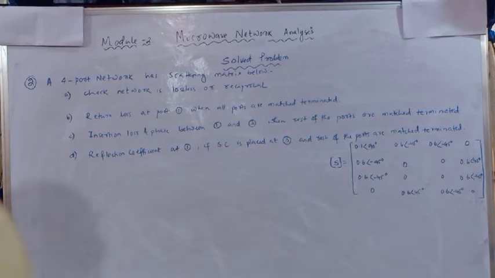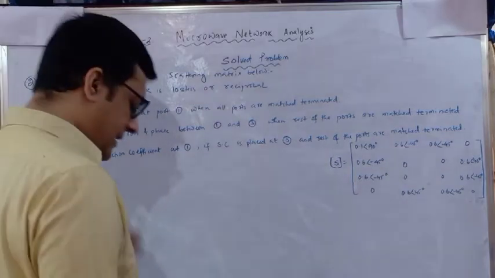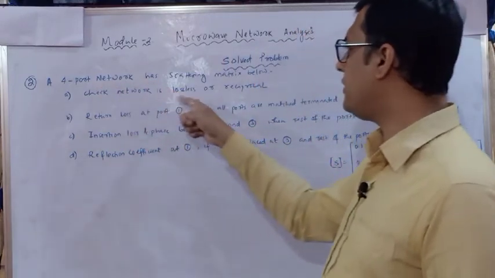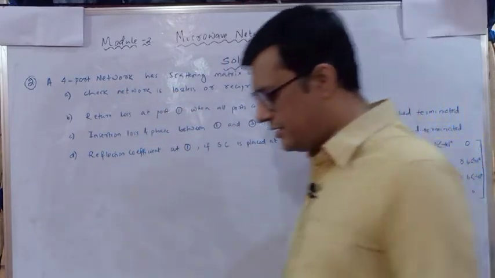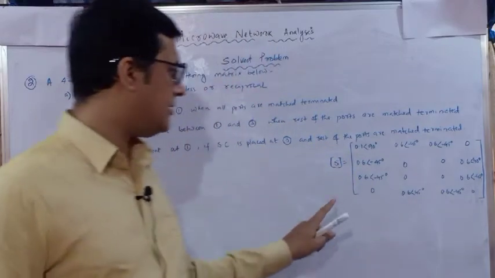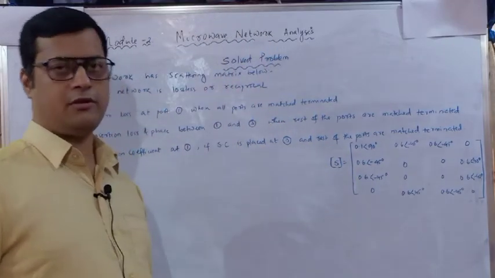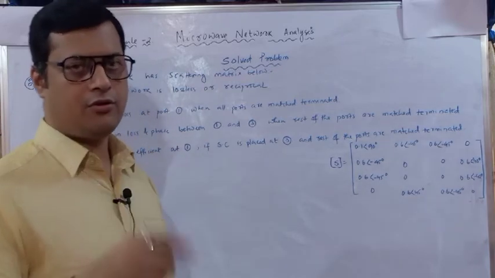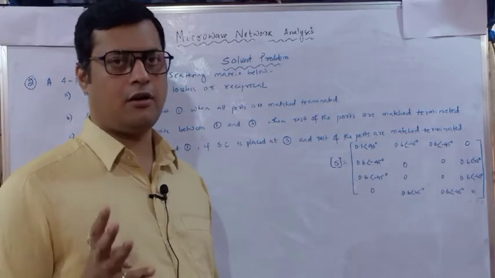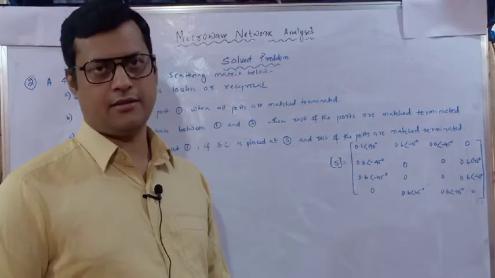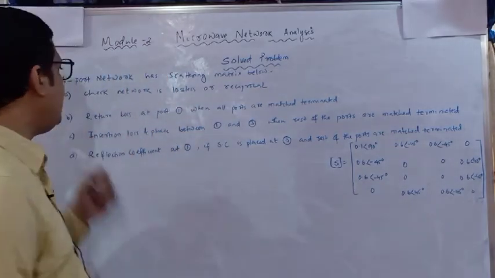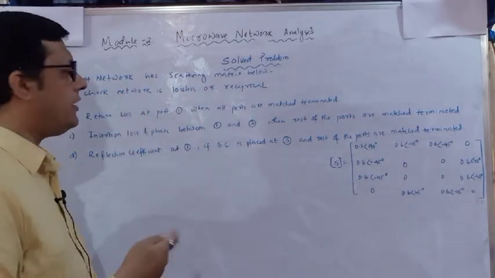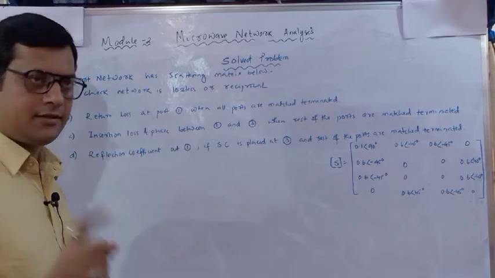So this is one more question. As I have written, there is a 4-port network. A 4-port network has the scattering matrix below. This is the scattering matrix, this whole part. A 4-port device means there will be 16 parameters, because it is 4 by 4 dimension, 4 rows and 4 columns. Now the question is: check whether the network is lossless or reciprocal in nature. That we have to check first.